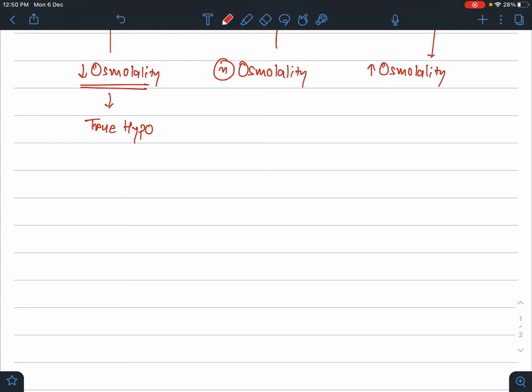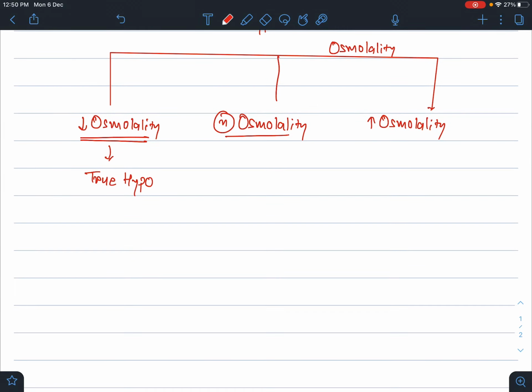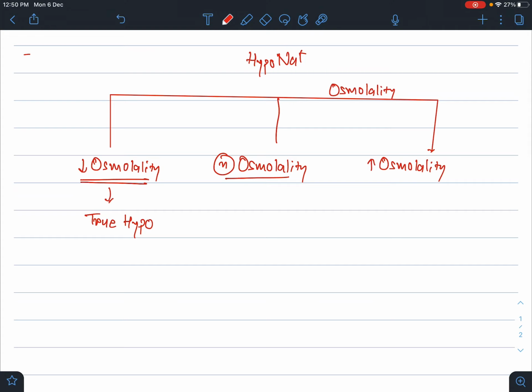Now coming back to hyponatremia with normal osmolarity. It is called pseudo hyponatremia. Why is it called pseudo hyponatremia? Don't worry about the term over here. The important thing is sodium is actually normal. And why does this happen? This happens because there is some problem with the laboratory measuring technique.